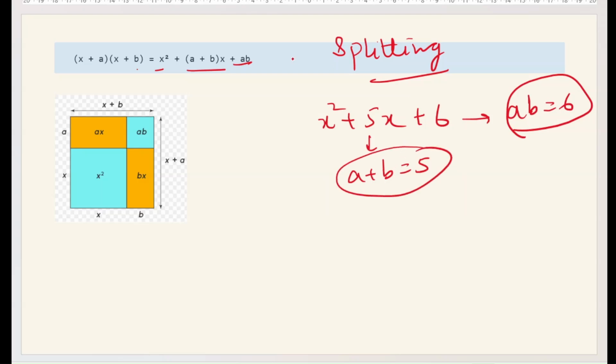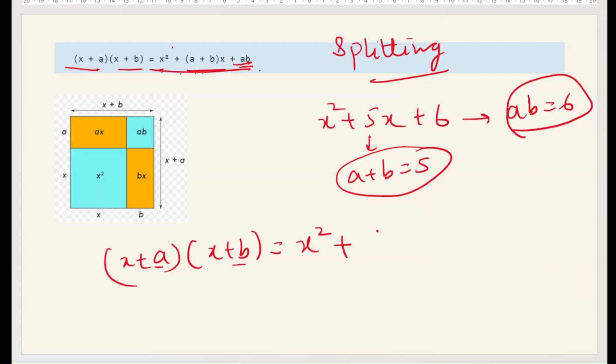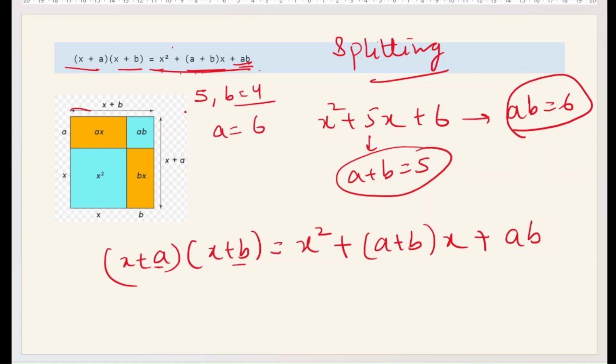Fine. So, whenever you are able to write an expression in this form, x square plus a plus b into x, plus ab, then what is the answer? x plus a into x plus b. Right? How to remember it? x plus a into x plus b is equal to first x square, plus this a plus b into x, then plus a into b. Okay, the proof of this is really very simple. You make one side, let us say x is 5 and b is 4, and let's take a equal to some 6. Right? Draw a rectangle.